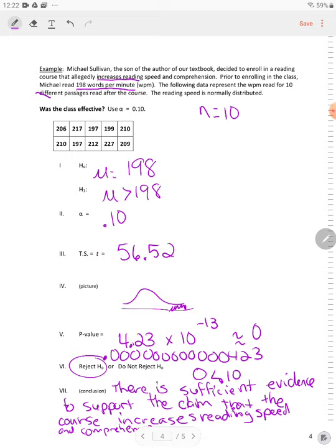Now, hopefully you're noticing that we're saying these the same way to start out with. And then what changes each time is going to be the claim. So there either is sufficient evidence, which is a reject, or there is not sufficient evidence, which is a do not reject.